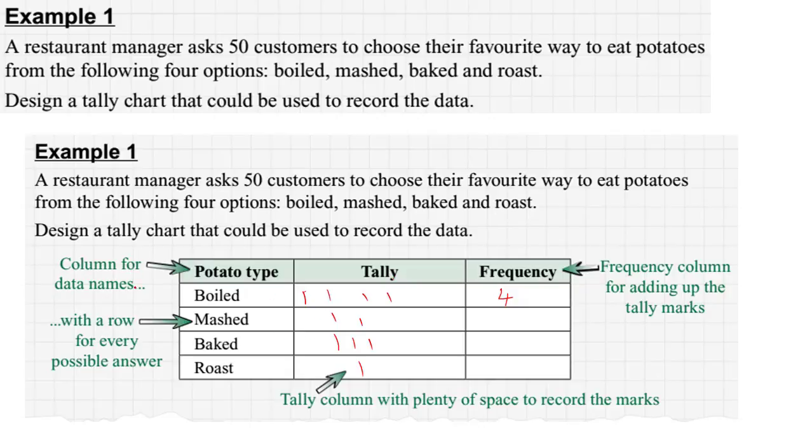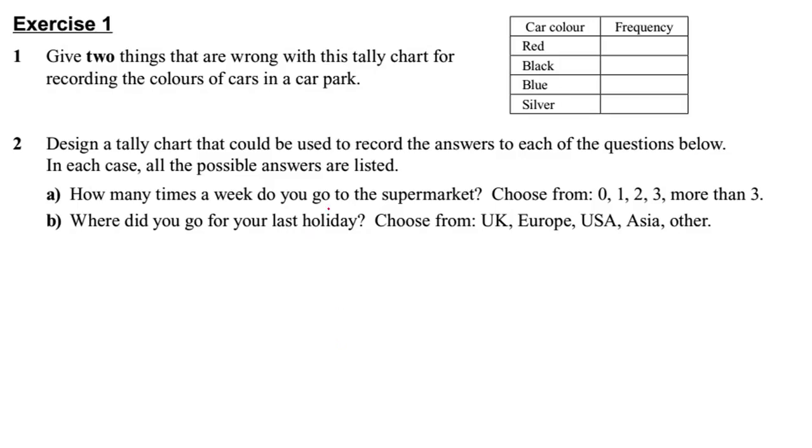So the column for data names will go here, with a row for every possible answer. So here we have boiled, we have mashed, we have baked, we have roast. Okay. And then the tally column with plenty of space to record the marks. Since I've got 50 customers, I will need a lot of space here to be able to put those 50 ticks. And then here, I'm going to have a frequency column for adding up the tally marks. Okay, so this is now going to be the kind of table you're going to need to use to record that information. All right, so I would like you to pause the video and try question 1 and question 2, please.